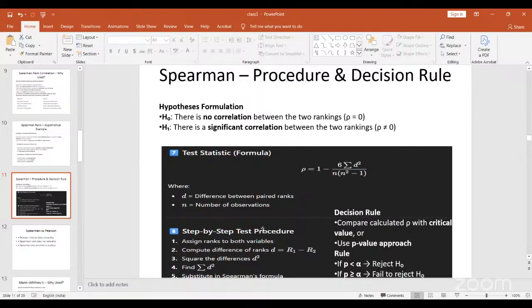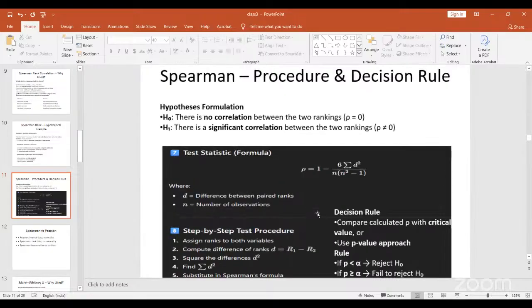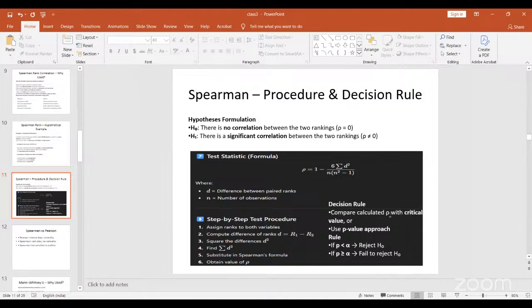So we are dealing with the squares. And as usual, use the formula, substitute it and obtain the rho value. So what is the decision? Compare the calculated rho with the critical value or the p-value approach. The p-value approach is already being taught in the parametric class. So what is the rule?